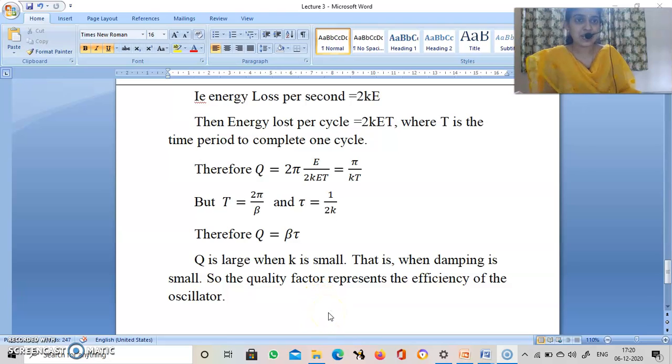Okay, so the definition: quality factor, we can define it as the ratio of 2 pi times the energy stored in the oscillator to the energy loss per cycle. And we have the equation Q is equal to beta tau. We know that beta is the square root of omega square minus k square, where k is the damping coefficient and omega is the natural frequency of oscillation. So if the damping coefficient or constant is very small, in that case beta is equivalent to omega. Then we can write this equation as Q is equivalent to omega tau.